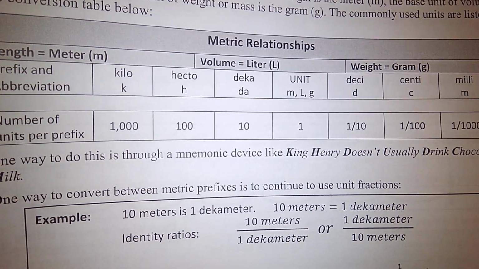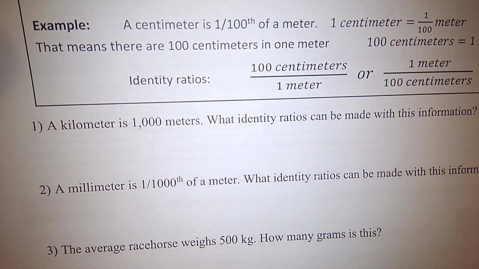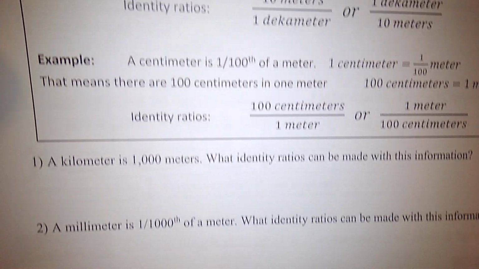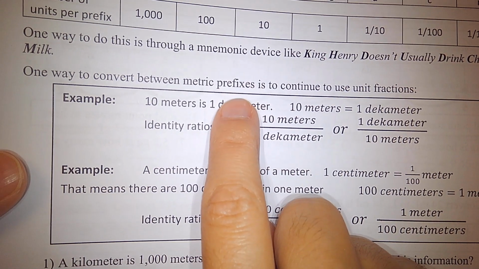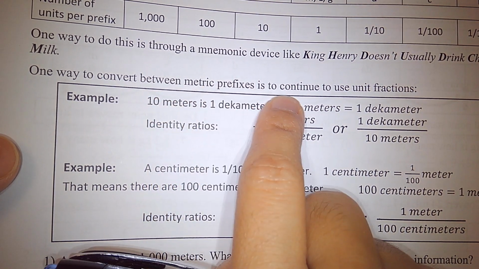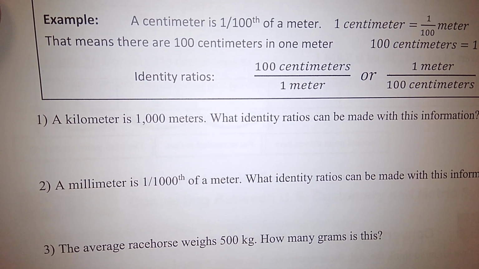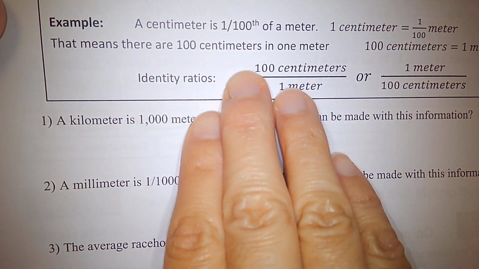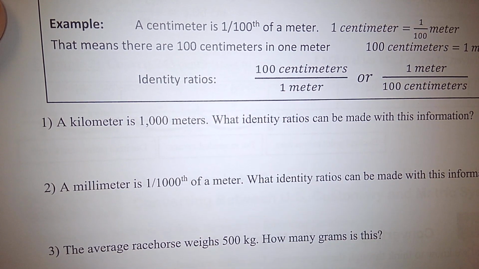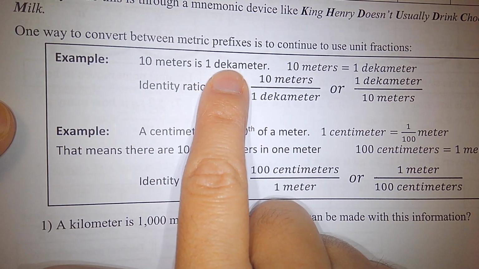So this is page 161. They're talking about still using the identity ratio method to do conversions. This page I want to let you try at a later time, using the identity ratio method. That's fine.